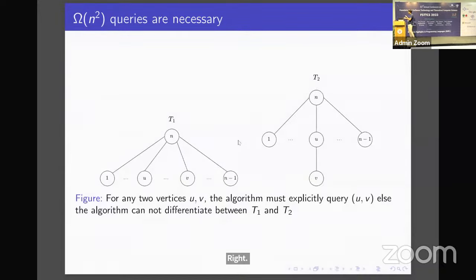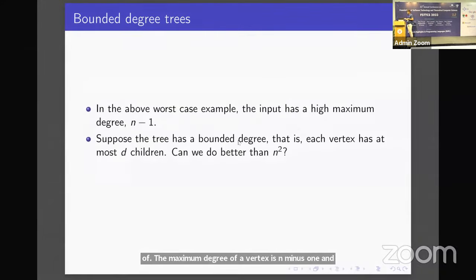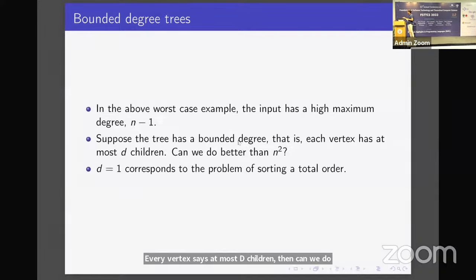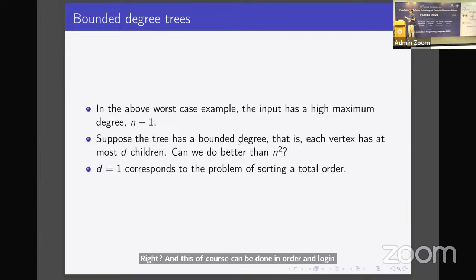Okay, but in this example, the maximum degree of a vertex is n minus 1, and we are going to restrict the degree. We are going to see, if every vertex has at most d children, then can we do better than n square, right? And d equal to 1 is a special case, which corresponds to sorting a total order, because d equal to 1 is simply a chain, and querying whether u is an ancestor of v is the same as querying whether u comes before v or after v, right? And this, of course, can be done in order n log n. So we're going to see if we can do better for a general d as well.